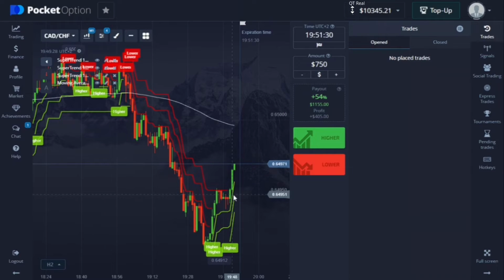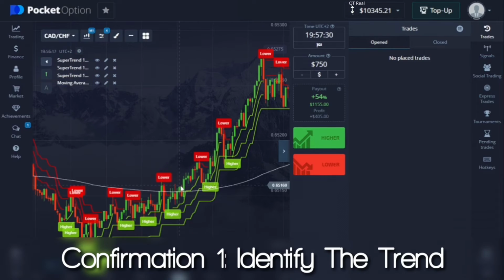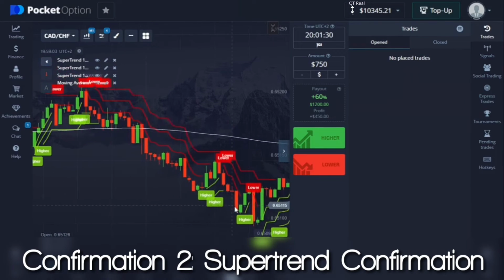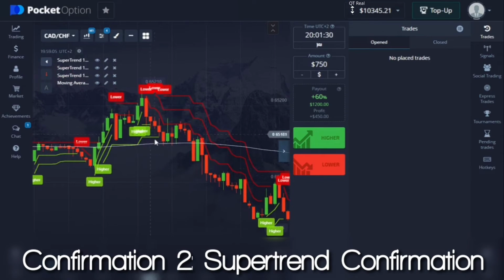Okay, so now that we have everything set up, let's go over how to trade this strategy effectively. So when it comes to trading this strategy, we need 2 confirmations before we open any position. We need to know if the price is above or below the 200-day moving average, and this will help us make a better decision as to whether we should buy or sell. The second confirmation we need is provided by the super trend indicator, and here we need to see that all 3 lines are visibly below the candlesticks to open a buy position, and we need to see that all 3 lines are red above the candlesticks to open a sell position.